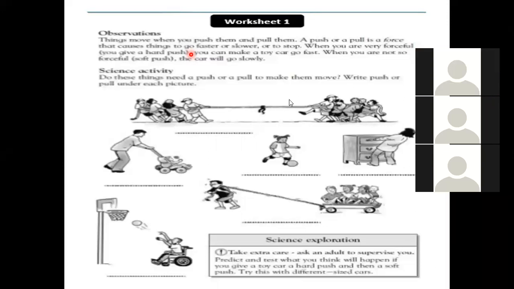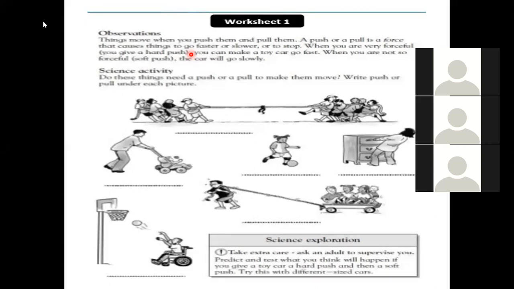Okay, it says observations. Things move when you push them and pull them. A push or a pull is a force that causes things to go faster or slower or to stop. When you are very forceful, which means that you are using a strong force, you give a hard push, you can make a toy car go fast. When you are not so forceful, so this means that you're softer or making a soft push, the car will go slowly. So according to how hard you push, it's going to move.